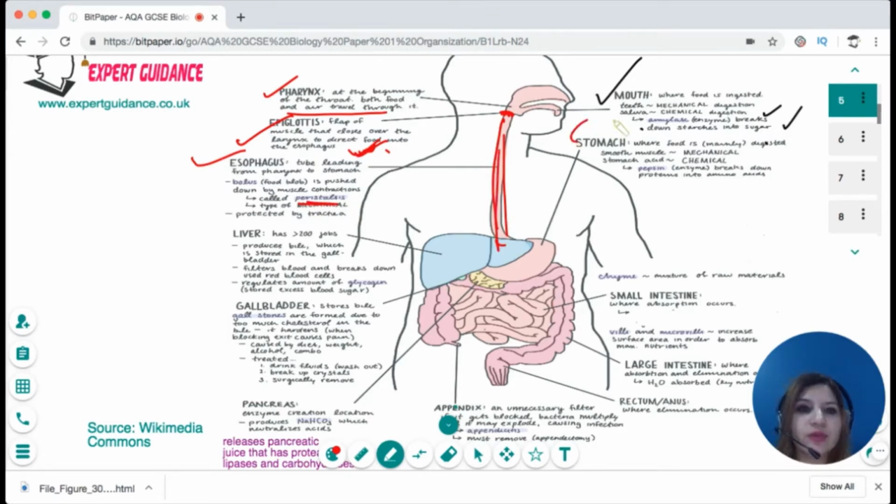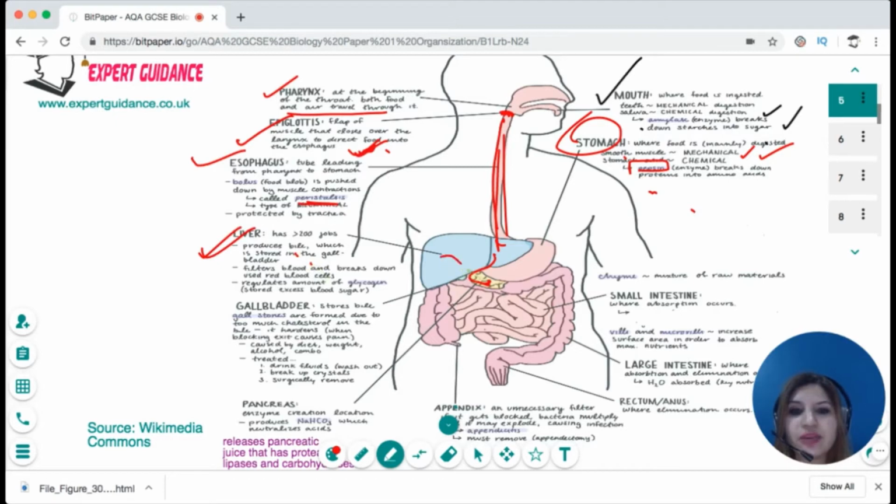Then the food comes into the stomach, where the mechanical digestion and the chemical digestion start. The hydrochloric acid is released, and an enzyme called pepsin is released that digests proteins into amino acids. Then the food goes into the small intestine. There, the liver makes the bile, which is stored in the gallbladder.